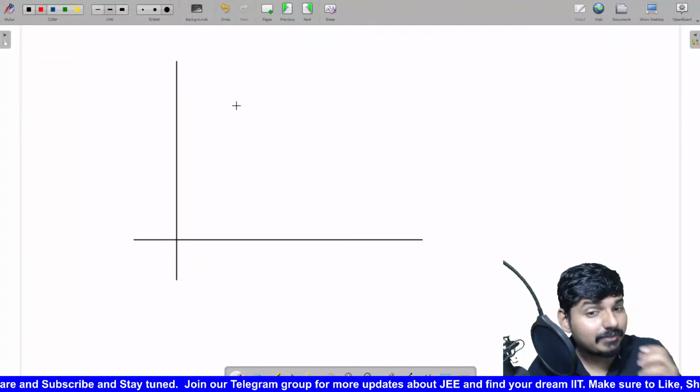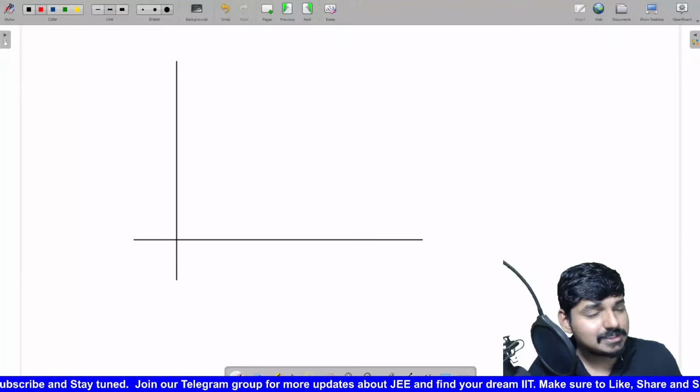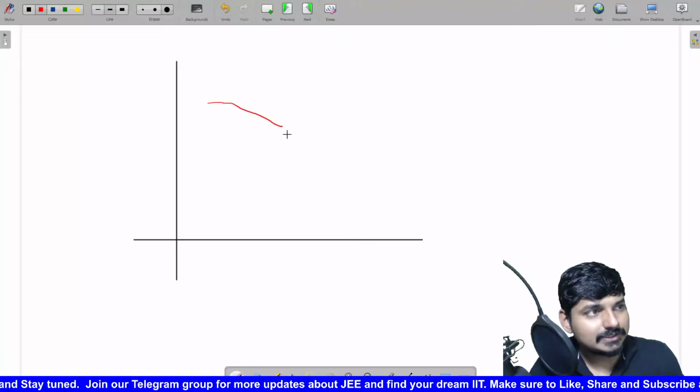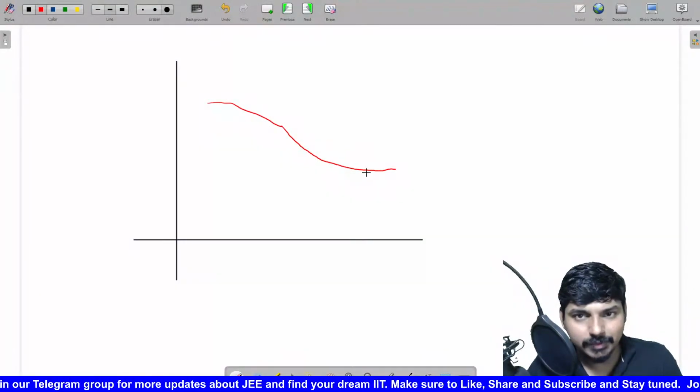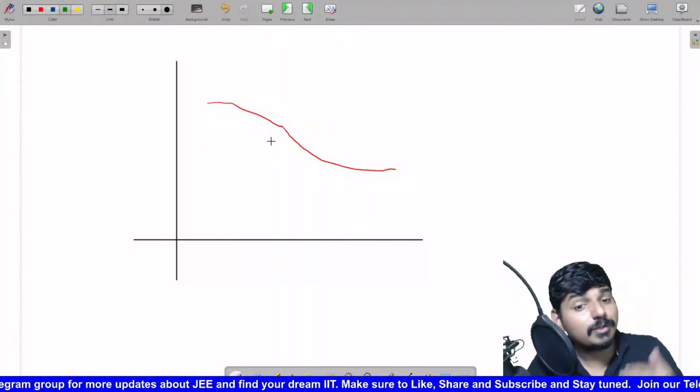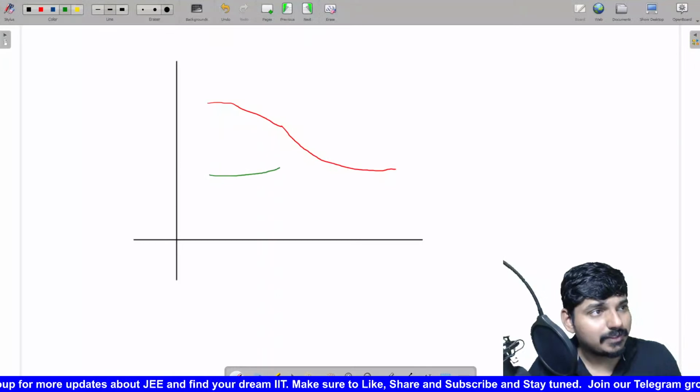Okay, let me draw a graph of y is equal to f of x in this way. So let us say the graph of y is equal to f of x is going to be in this way, and let us say the graph of y is equal to g of x is going to be in this particular way.